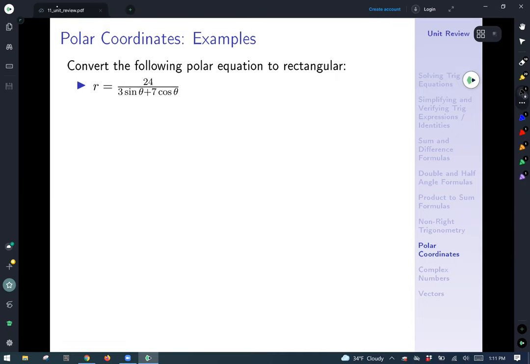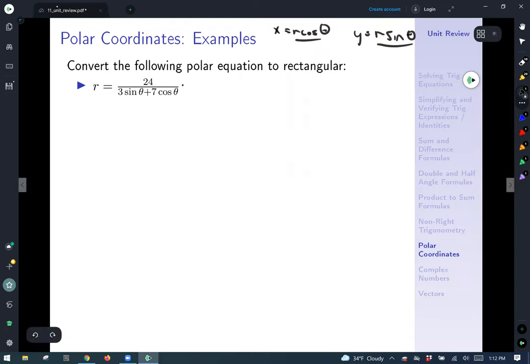Next, r is equal to 24 over 3 sine of theta plus 7 cosine of theta. What, my friends, are we going to do here? Well, when we're converting from polar to rectangular, we want x equal to r cosine of theta. I want r cosine of theta because I could just substitute in x directly, and I want r sine of theta because I can substitute directly in for y. I see some trig stuff on the right-hand side in the denominator, and I see an r on the left-hand side in the numerator. If only I could get that r times through to that trig stuff.